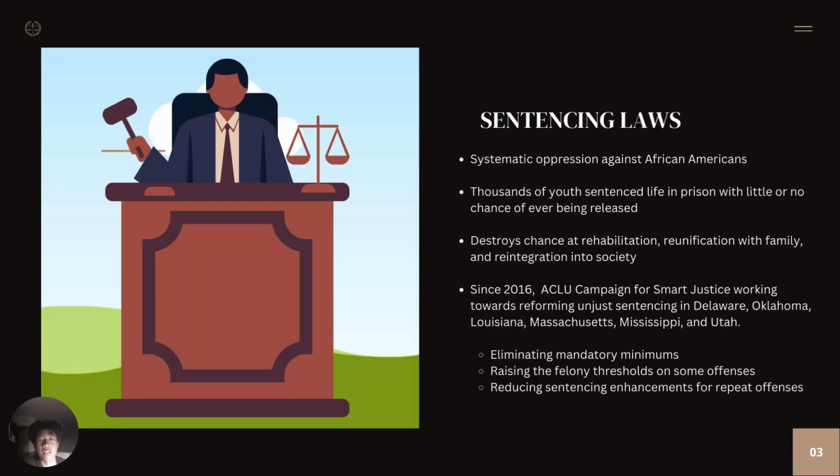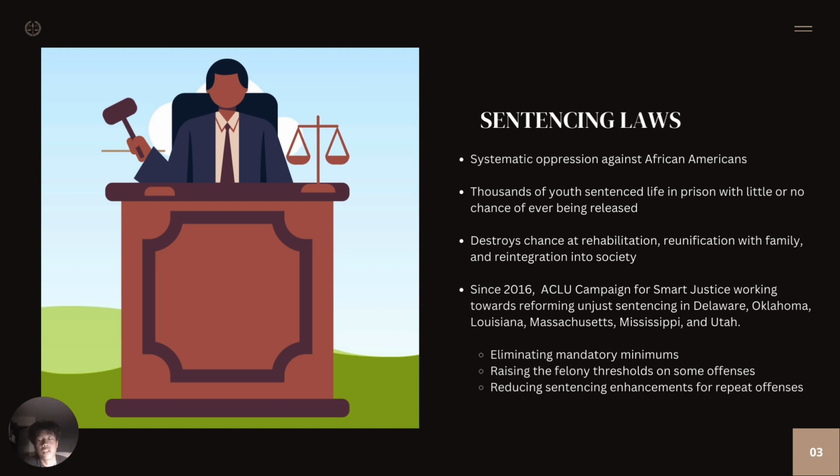So, the first thing I want to talk about is sentencing laws. As we've talked about, a lot of the systematic oppression is against African Americans and minorities. Thousands of youth are being sentenced to life in prison with little or no chance of ever being released. And this is a terrible thing because, one, it destroys their chances at rehabilitation, which doesn't allow them to change themselves for the better after their crime. It doesn't allow them to unify again with their family and loved ones. And it just doesn't allow them to integrate themselves back into society after they serve their time.